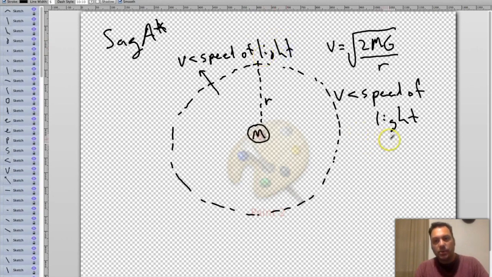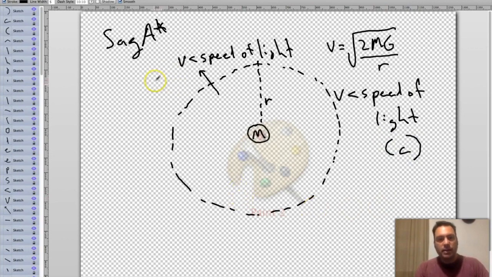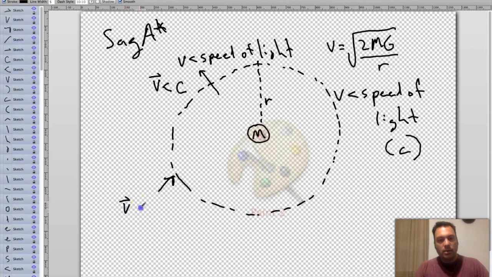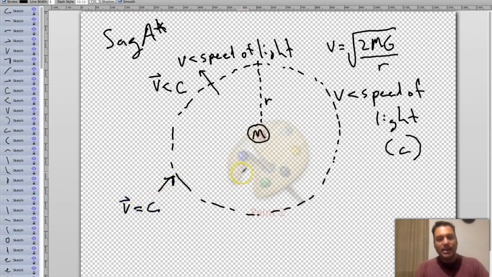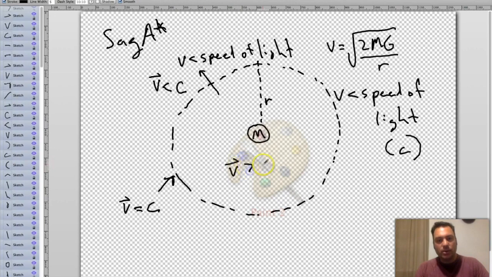And by the way, the speed of light usually gets the letter c as a symbol. So let's write it the way we should, as proper physics students: the escape velocity v is less than c. Escape velocity is less than c. All right, but right on this line, the velocity is equal to the speed of light. And then inside, within this radius r, the escape velocity is actually greater than c.